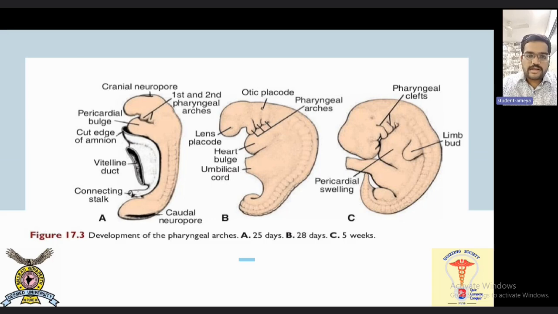At 5 weeks intrauterine, you can see that the pharyngeal cleft, the limb bud, and the pericardial swelling are formed. Whereas at the 25th day of intrauterine life, there was the vitelline duct, the pericardial bulge, the cranial neuropore on one side and the connecting stalk on the other side.